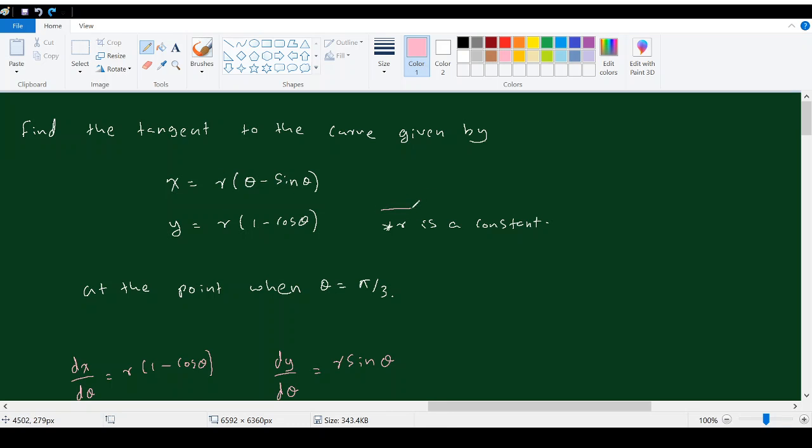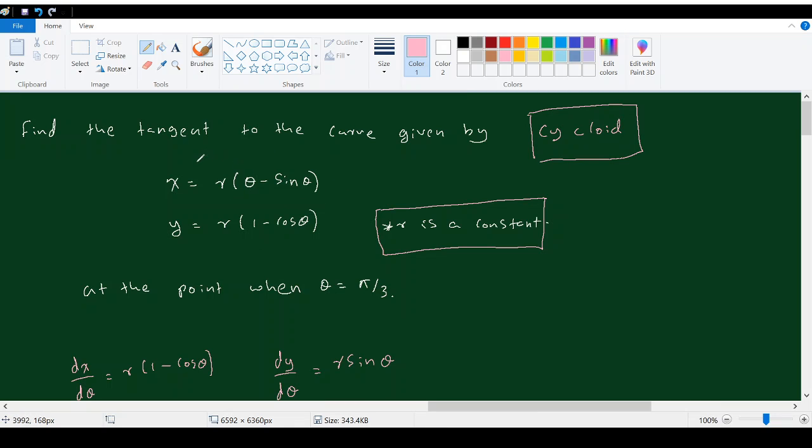R is considered to be a constant in this case. So this fact should be given. Actually now this parametric representation is called the cycloid, right? Cycloid. And you don't have to memorize all these things, but it's some sort of special curve that they have in these parametric representations.